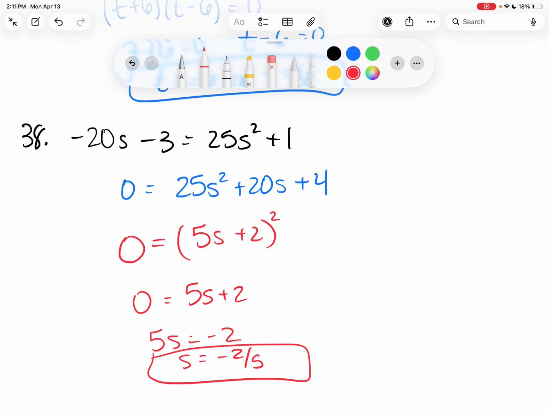But I can't divide that. What? Because it's 20. But it's the middle term. What? It is? Oh yeah, because you'd end up with 25s squared plus 20s plus 4. I forgot you had to flip it up, equals 0. And then you just factor it.